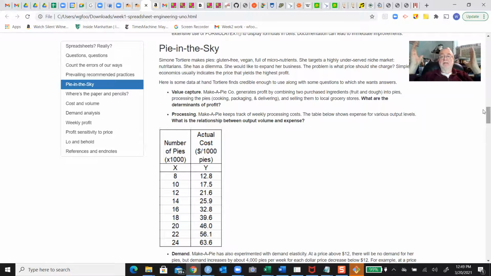Okay. Make a Pie captures value in its marketplace by basically taking two basic ingredients and making them into something that people want to buy. Right now, they're selling to local grocery stores. They should also be selling to restaurants, homeless shelters, and schools. A major competitor would be something like Tyson's, which sells to prisons. They have both school and prison populations.